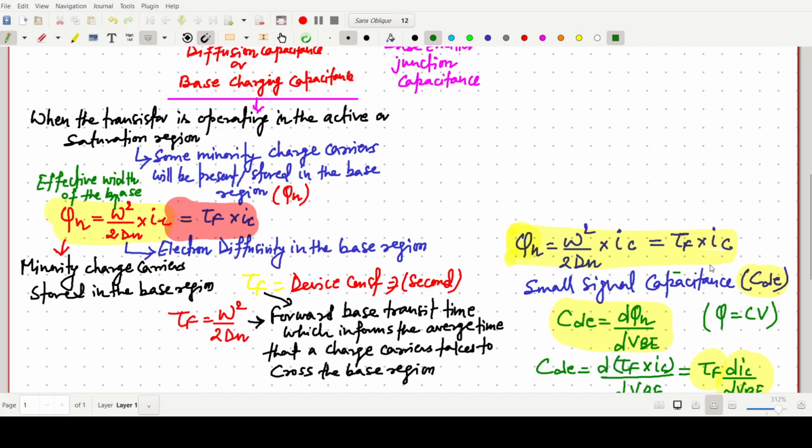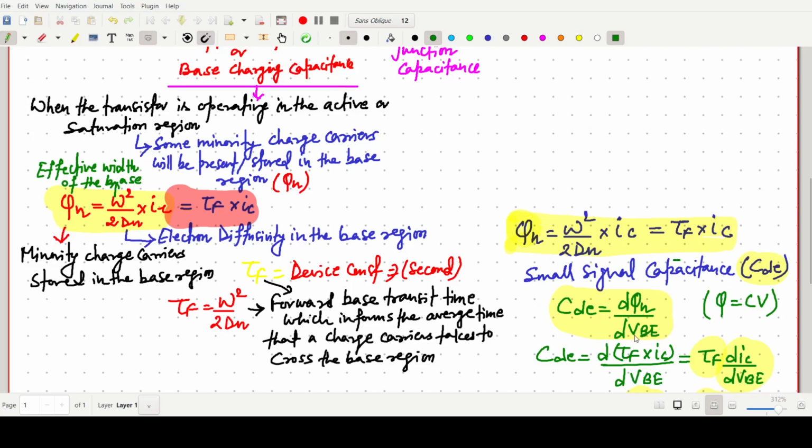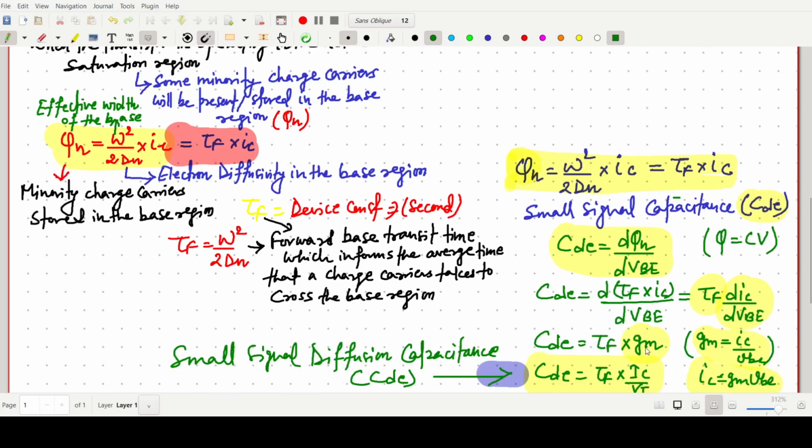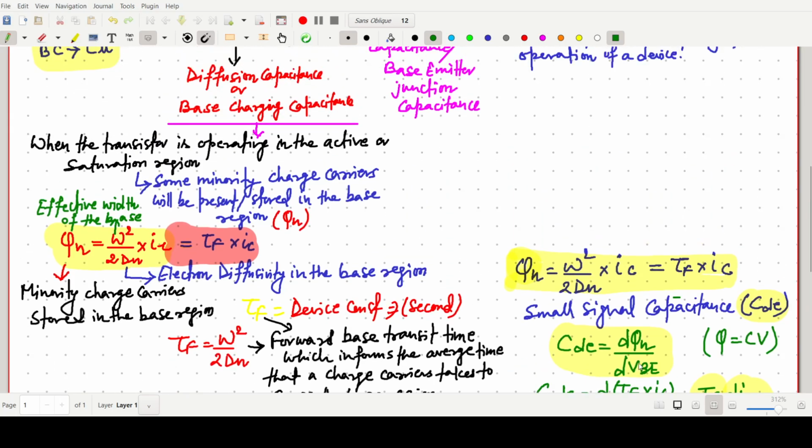So again I am writing the same equation. Then for the small signal capacitance, we have to look for the capacitance CDE, the change in Qn, that is our multi-charge carrier stored charge in the base, by dVBE, because the base emitter voltage. So if we solve, it should be tau f into Gm, which we have calculated. So this one is all about the diffusion capacitance.